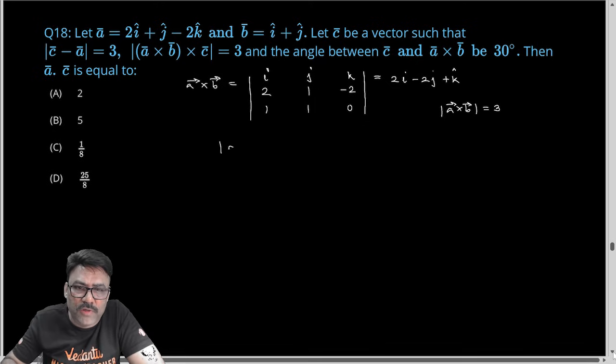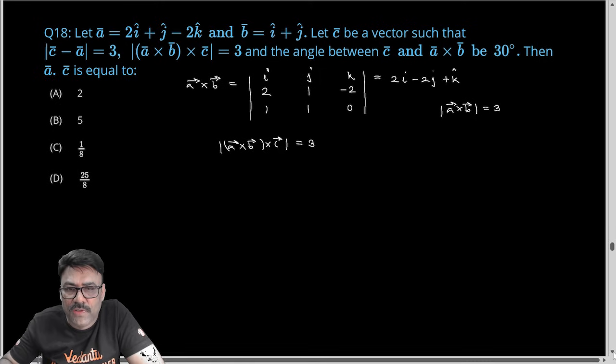Now they have given mod A cross B cross C is equal to 3. I can write it as mod A cross B mod C sin theta, where theta is the angle between A cross B and C, which is 30 degrees, is equal to 3. Now mod A cross B is 3, so 3 and 3 cancel. Sine 30 is half, so this gives you mod C is equal to 2.